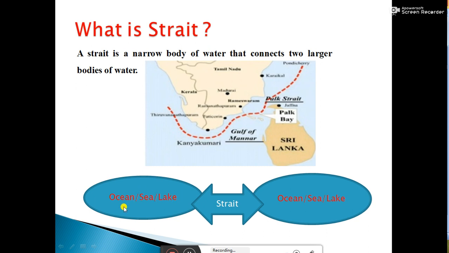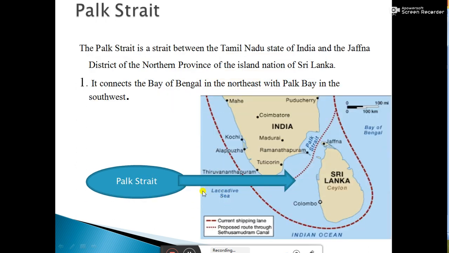This is the ocean bodies, or lake, or sea. A strait is a state which is connected to larger water bodies. These water bodies, or this ocean, are connected by the strait. This line that connects them is known as a strait.